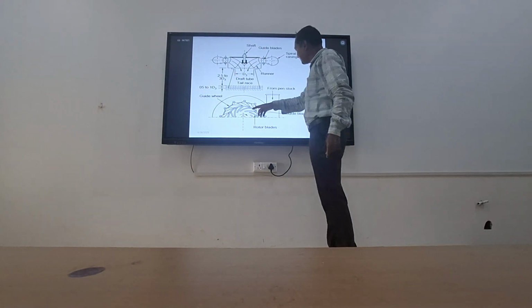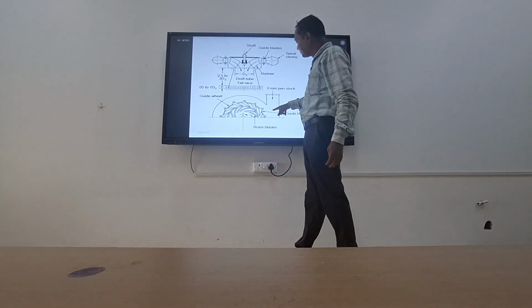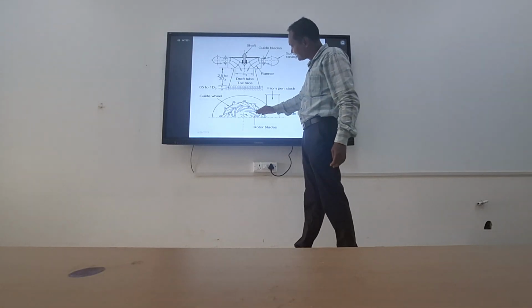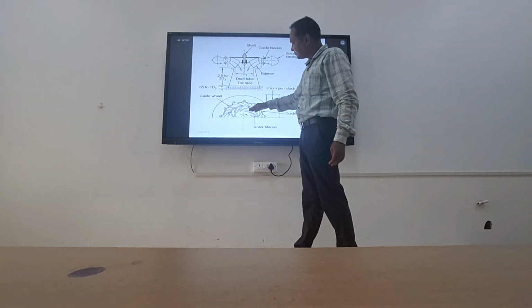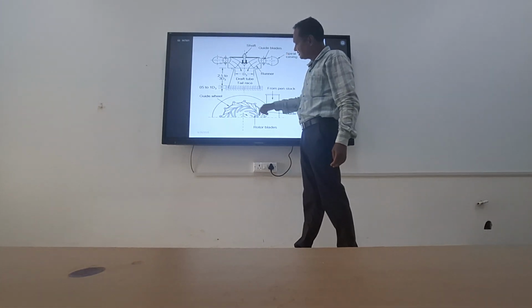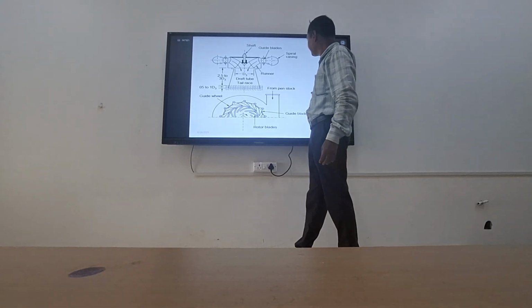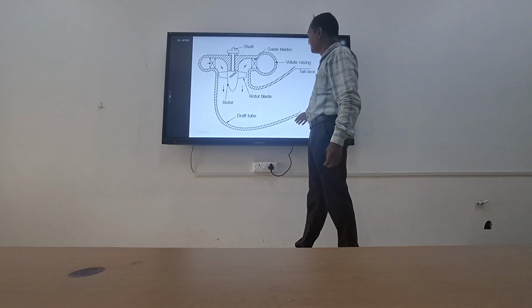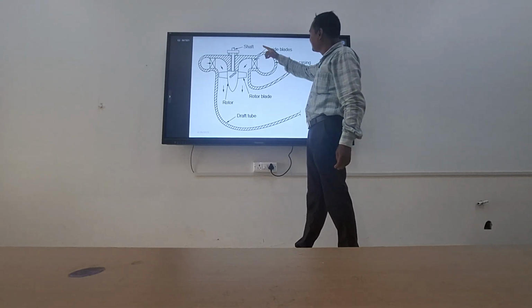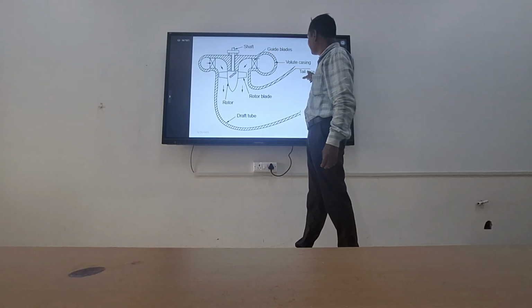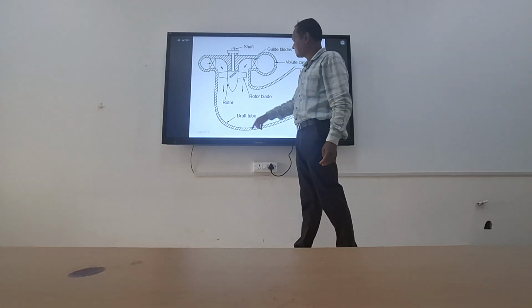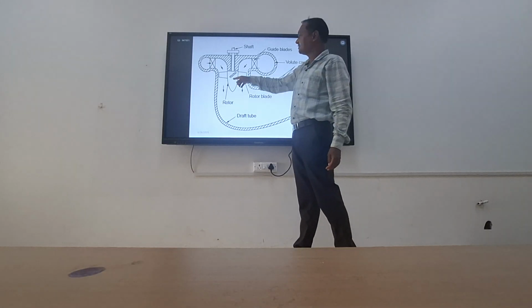Here water flows through these guide plates. Through these guide plates, water flows to the buckets or the blades of the turbine. This is another diagram. This is a shaft. These are your guide blades. The volute casing. This is your tail race. This is your draft tube. And this is the rotor.